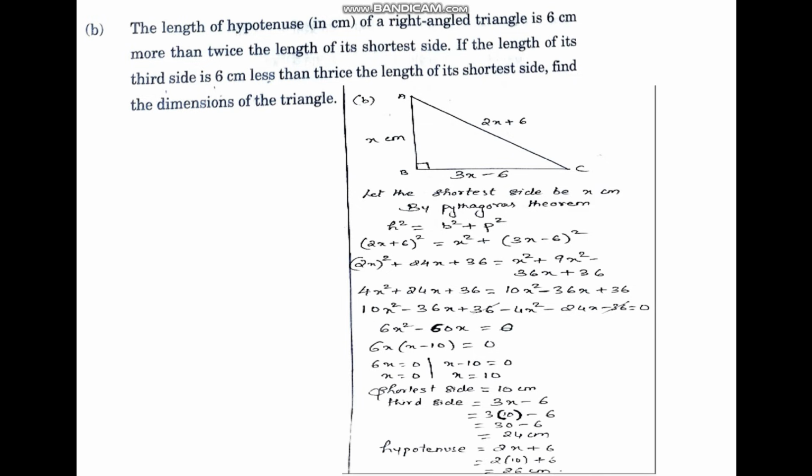X cannot be 0 because the measurement cannot be 0. So the shortest side we are taking the value of x as 10, and when we are substituting, the third side we are getting is 24, and hypotenuse is 26 centimeter.